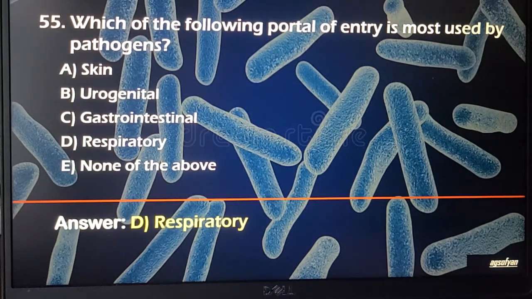Respiratory. Remember, respiratory organs are the most sensitive organ for infection. So this is the most common portal of entry used by many pathogens like flu, COVID-19, measles, and other typhoid infection. They use mostly the respiratory tract or respiratory system.